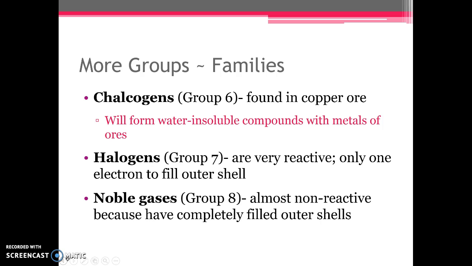The last column we've talked about before is Group 8, the noble gases. Almost non-reactive because they have a completely filled outer shell. There's only a couple exceptions where they react.